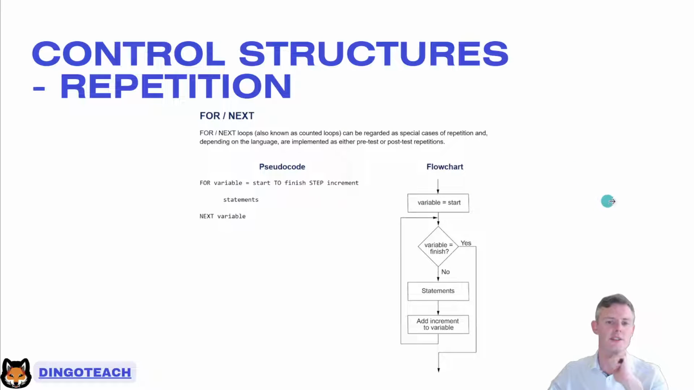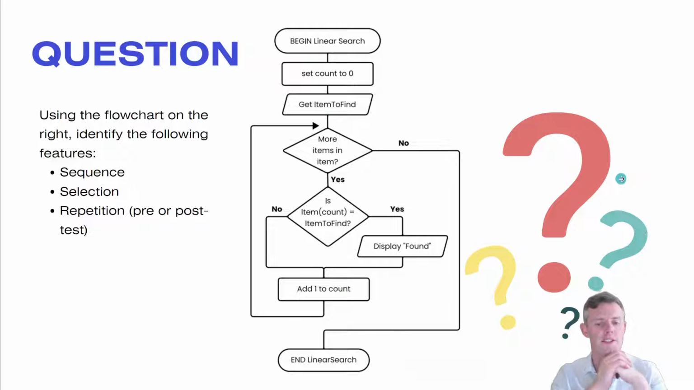Okay, we're going to skip past this for now because I would like to finish up this video. It's gotten very, very long. What I'd like you to do is have a look at this code here, and I'd like you to identify the 3 things that exist. I would like you to identify the sequence, the selection and what type, and the repetition and what type.